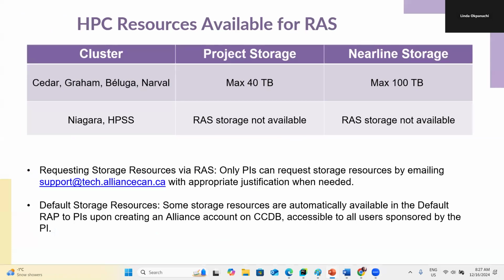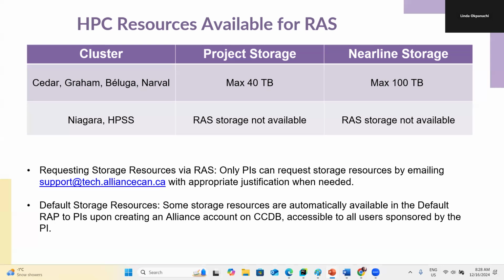Okay, so we've talked about the RAS being for small, immediate needs, but what resources are actually available under the RAS? The RAS has a cluster, project storage, and nearline storage. So what is a cluster? A cluster is a shared environment where your resources are located based on availability. These clusters are available for different computational workloads, and for this, we have Cedar, Graham, Beluga, and Narval. There's also the Niagara and HPSS cluster. For the RAS, you might want to use the Cedar, Graham, Beluga, or Narval cluster.